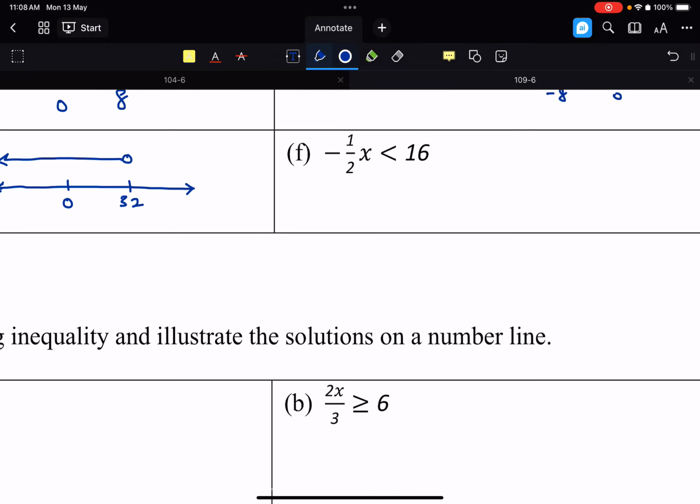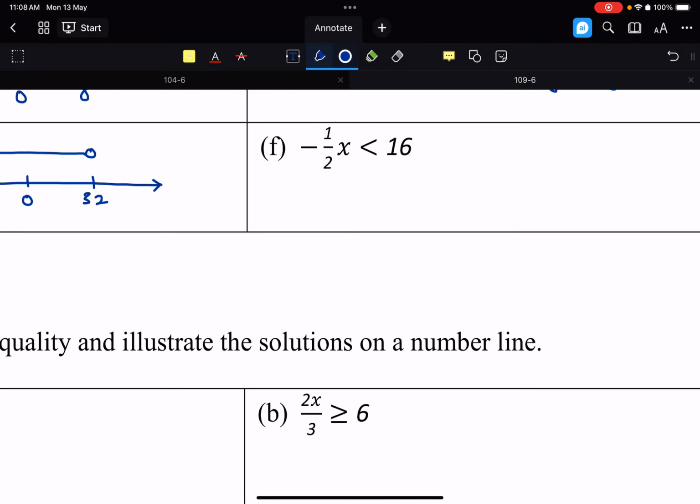Okay. Now, here's another example where the coefficient in front of the x, right, is actually negative. Therefore, what we did here is we multiply by -2 on both sides. So since it's a negative number that we're multiplying by, the direction actually changes. So now my number line will look like this. We have -32, 0. This time round it goes to the other direction.